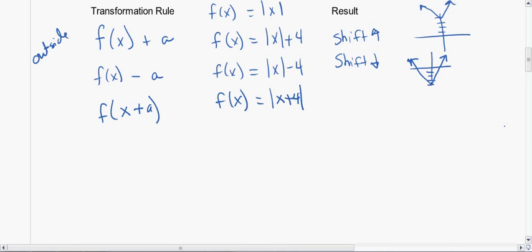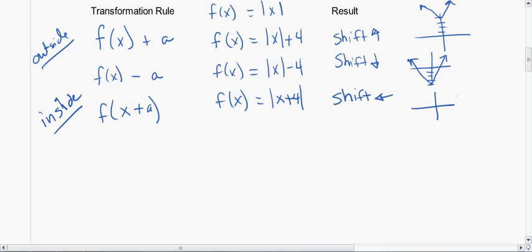So when I was adding on the outside, I was shifting it up or down along the vertical axis, the y-axis, and now I'm going to go inside and I'm going to be shifting with respect to the x-axis, along the x-axis to the left or to the right. So these are all inside the function, and these are going to be slightly counterintuitive. So if I add something on the inside of the function, I'm adding something to x, that transformation is going to shift the graph to the left. Adding shifts to the left.